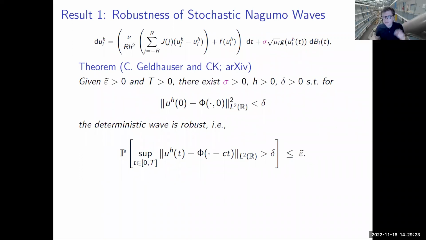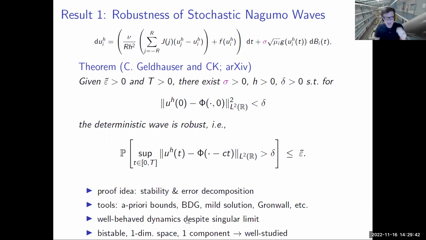Of course, we all know that there's no stable pulse solution for the one-dimensional scalar Nagumo equation, but we will get to that in a bit. But at least roughly this says under the influence of noise, this solution, which is the classical Nagumo front, is very robust. And many people have proven similar results to this.